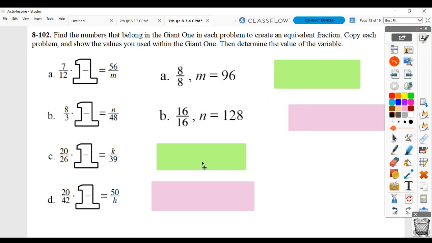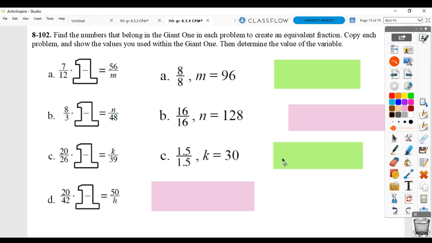For C, what do we multiply 26 by to give us 39? Well, you can always divide to find that multiplier. It is 1.5. So 1.5 over 1.5 is our giant 1, and k is 30. You could also use it as a mixed number, 1 1/2.